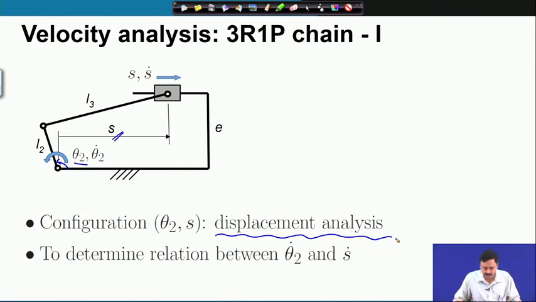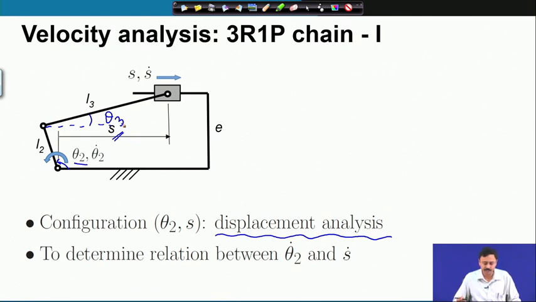So, when I say configuration is given, I mean that theta 2, S, and even this angle theta 3 are known to me. When I say the configuration is known to me, I would mean that theta 2, S, theta 3 are all known to me, and this is ensured by the displacement analysis problem. If I solve the displacement analysis problem, I have solved for these relations. So, I know the configuration of the mechanism.